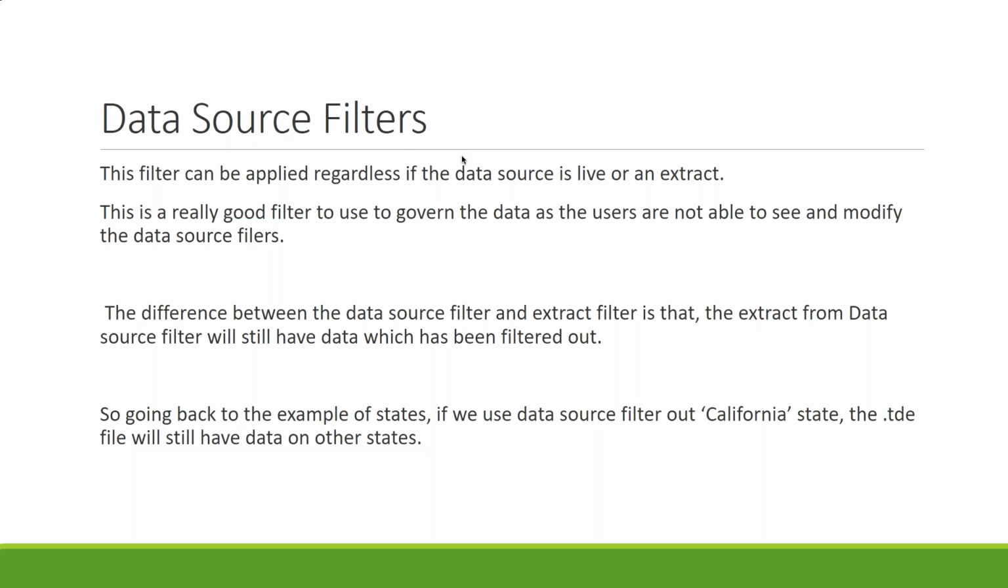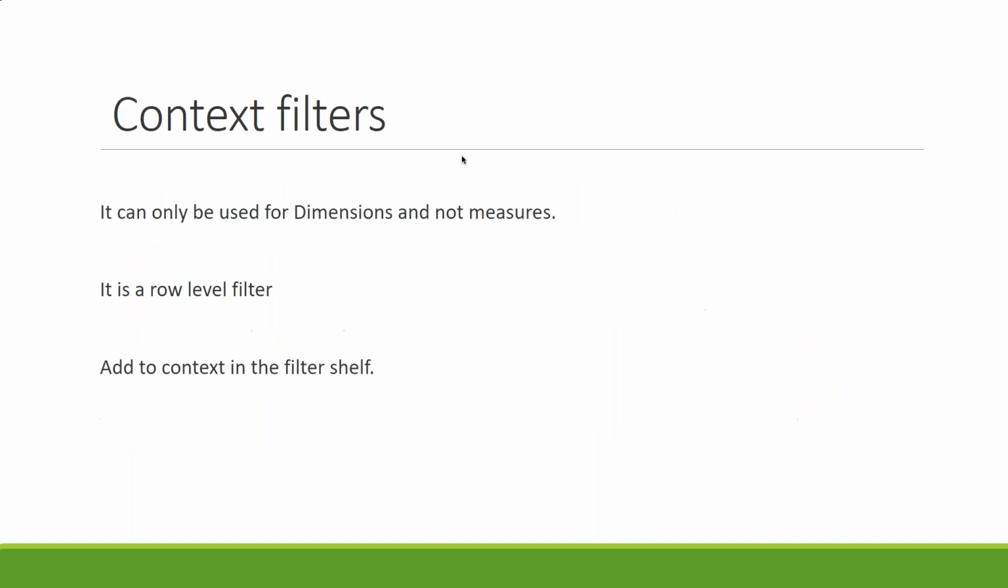If you want someone to focus on one particular item, just give them access to that part of it. And then the context filter is the third level filter. I'm sure we've used it throughout the week. As soon as you add something to context, it's one step higher than fixed LODs.